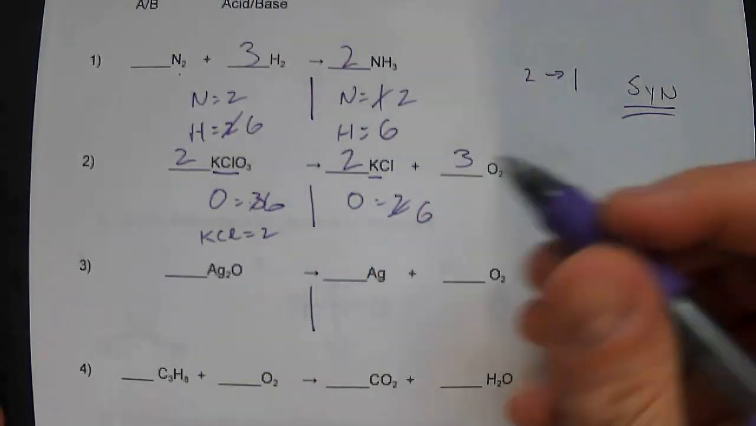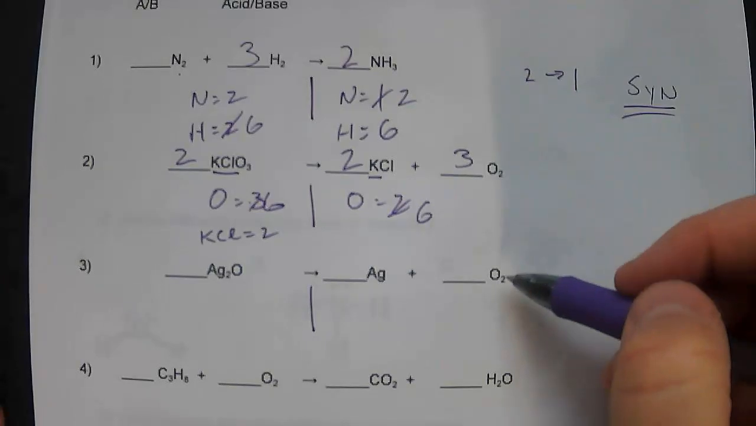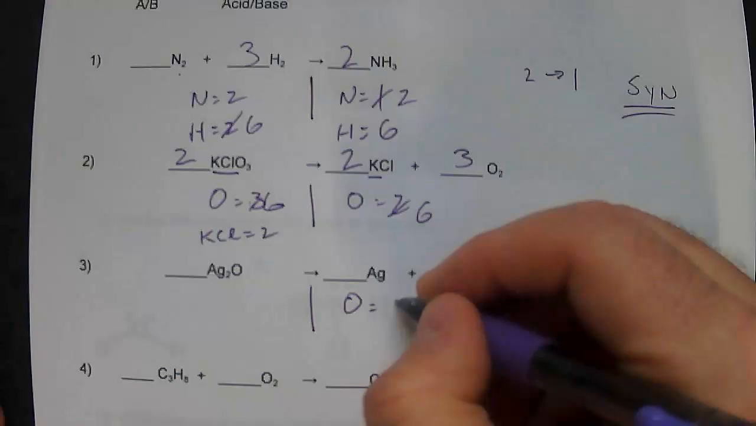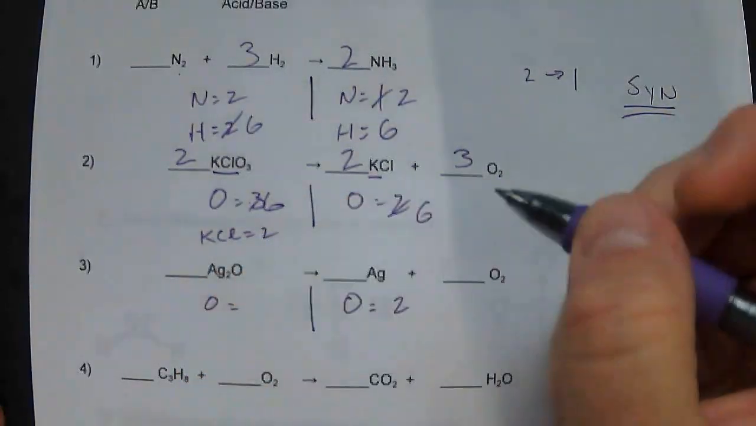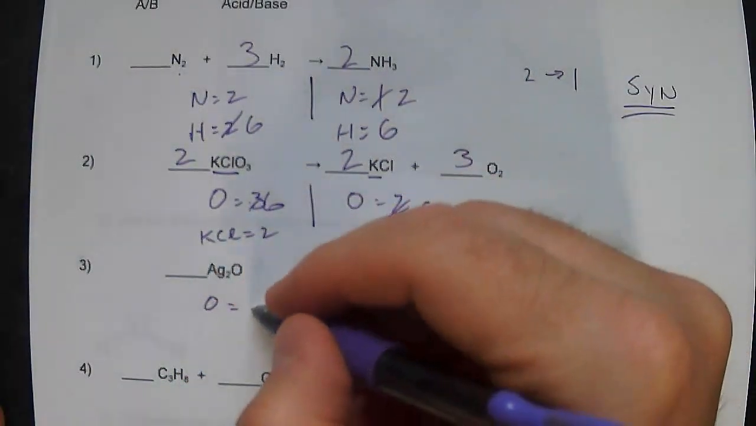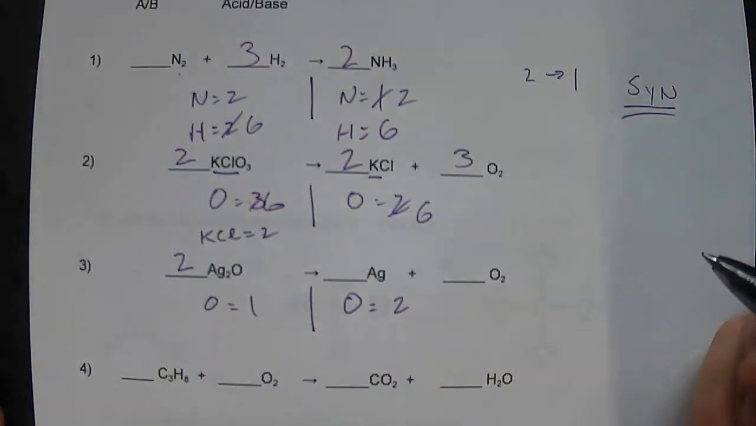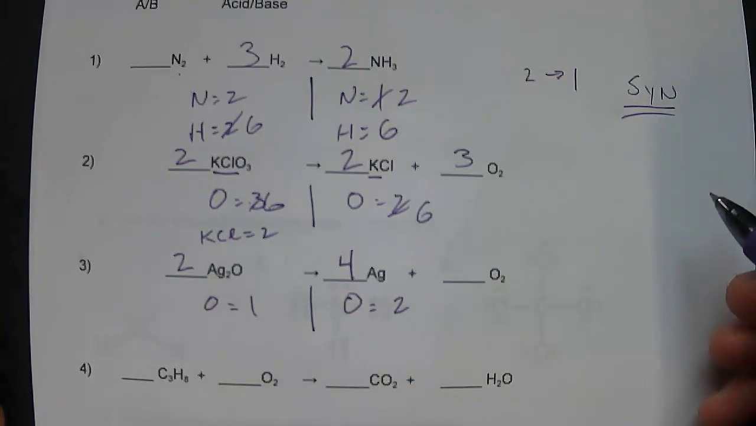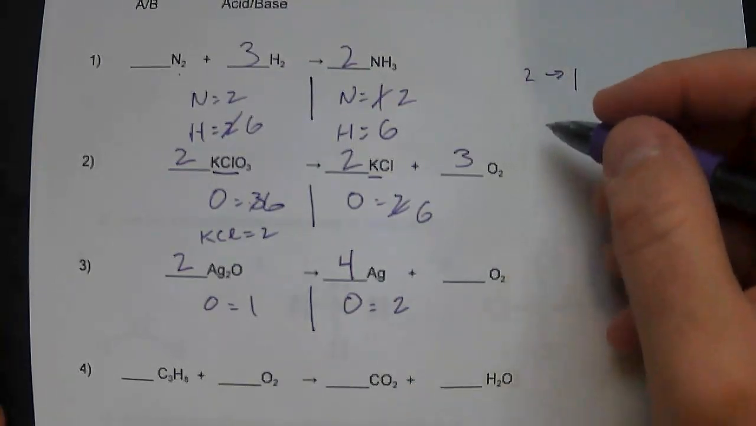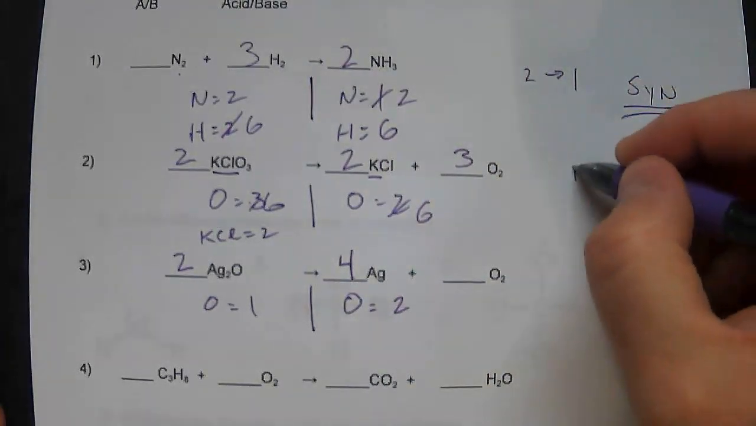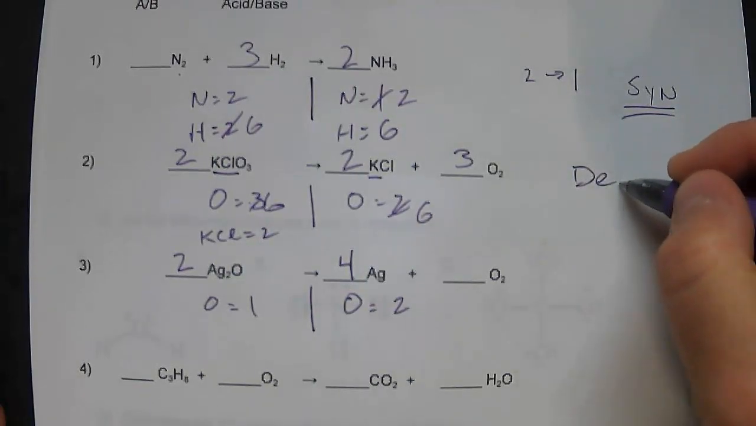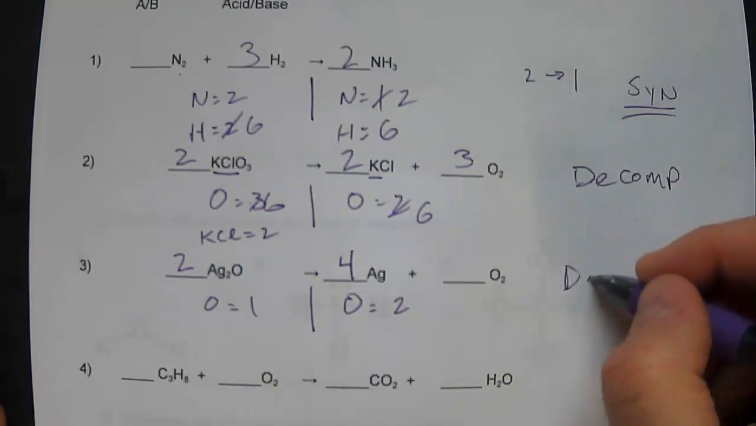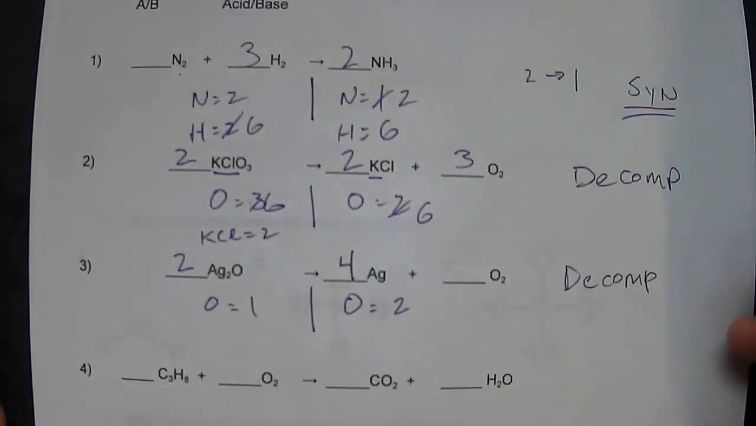So now here, what I know to do first is balance the oxygens. 2. You could still balance the silvers first, but let's see, if I balance that, I get a 2. This is going to be a 4. That's balanced. Oh, let me go back. This, just so you know, is a decomposition. And this is a decomposition reaction.